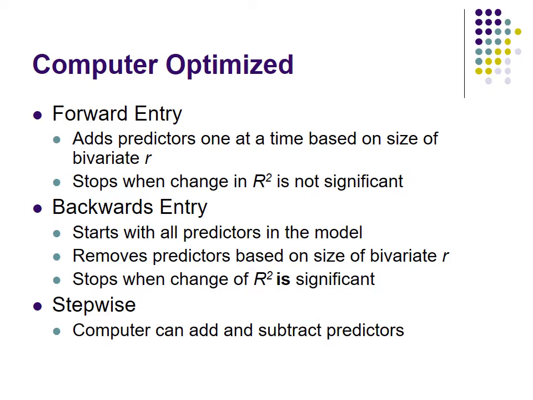Or you may have a predictor that's a very small R individually, but the R it predicts is unique and therefore might be missed by forward entry. And that's why we have stepwise. Stepwise does both. It goes all the way forward and all the way back and finds all variables that are predictive. So again, if you're using computer optimized, unless you have a good reason to use forward or backwards entry, usually the default here is to do a stepwise.